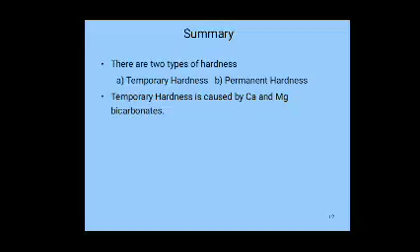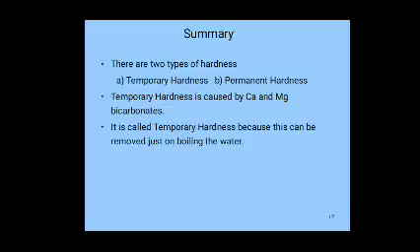Ca(HCO3)2 on boiling forms CaCO3 plus H2O plus CO2. These calcium bicarbonate and magnesium bicarbonate are soluble in water. When you boil these compounds, calcium carbonate and magnesium carbonate are formed, which are insoluble in water. It is called temporary hardness because it can be removed just by boiling the water.